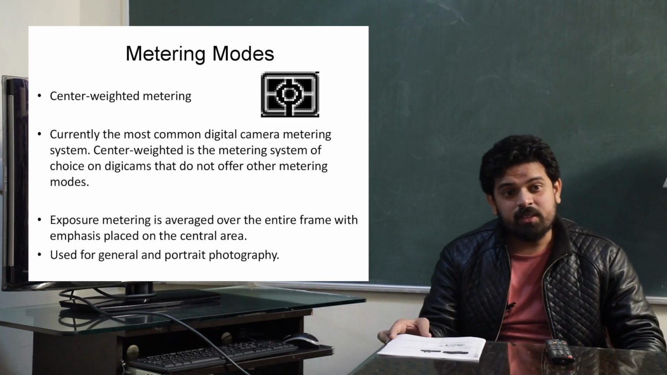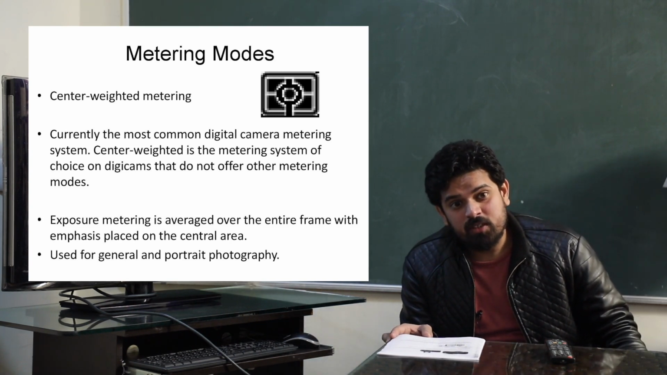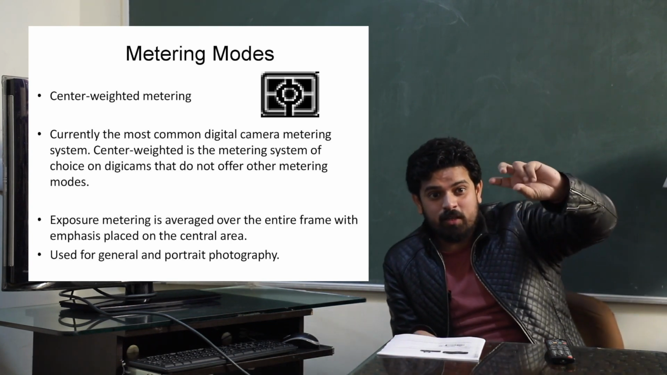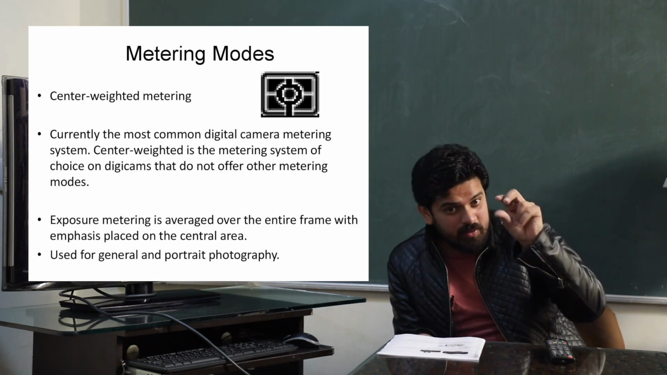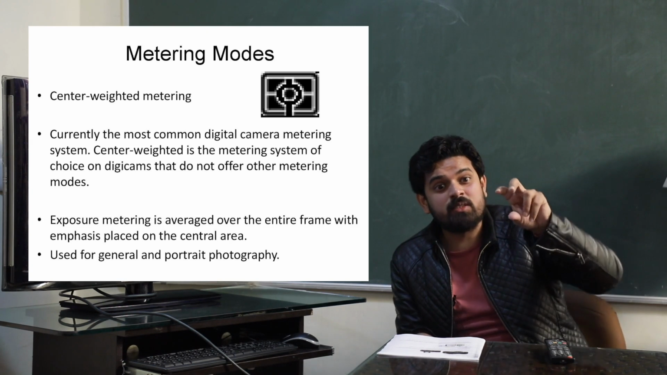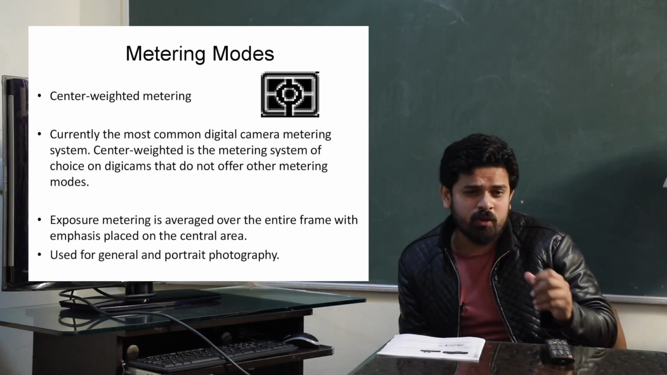So there are different metering modes. It looks like you can focus over there. It looks like that because the metering mode is over there. There's some circle over there, so you feel that there must be focus. You feel you can focus precisely on that particular spot. But how can it be focused?